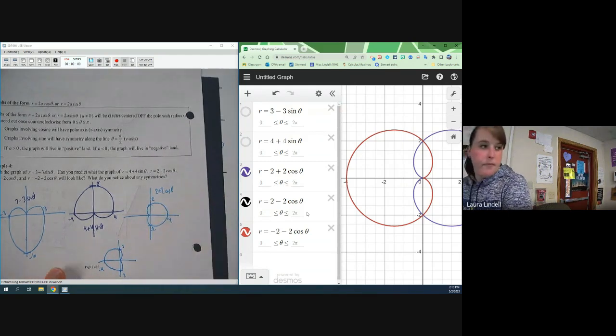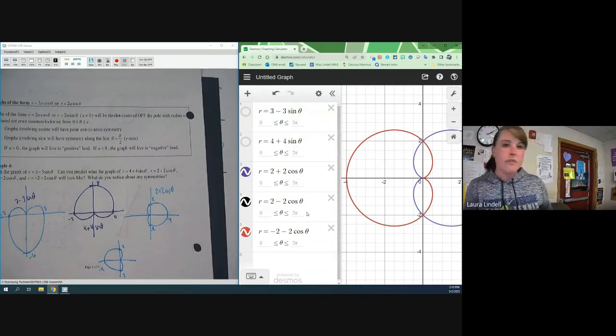And there we go. All right, so these graphs all look very similar to one another, and their equations also look pretty darn similar to one another. Let's go ahead and turn the page and see if we can generalize something here.